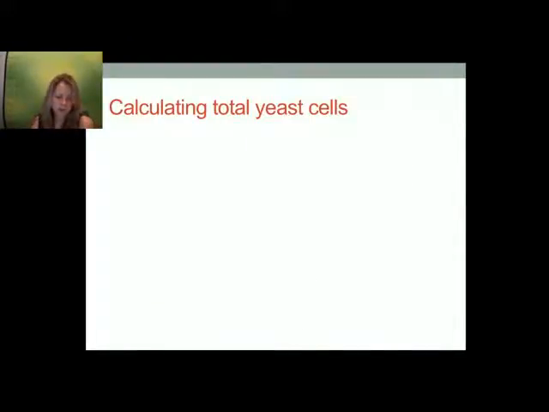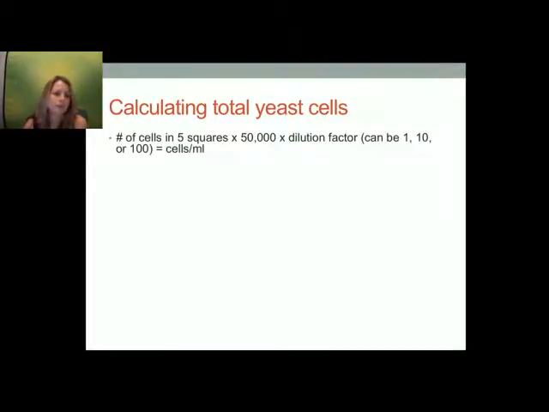So I showed you how to count the squares within the hemocytometer, and I showed you how to determine viability. However, you also need to know how to calculate the total number of yeast cells. So in order to do this, you're going to count the number of cells in 5 squares, and you're going to add them all together. You're going to multiply by 50,000 and then multiply by the dilution factor. A dilution factor can be 1, 10, or 100, as I'll show you in a minute.